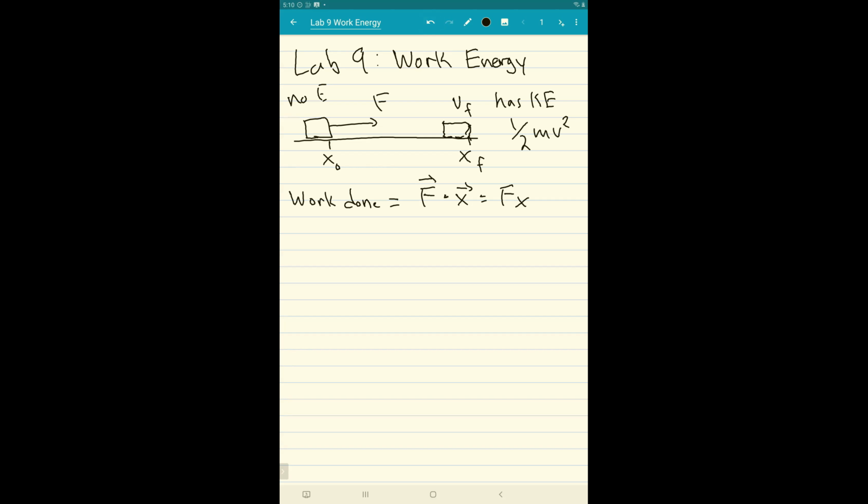The thing is that we're going to write this as, so the dot product here will be, another way to write this is, cosine of theta, where theta is the angle between the two vectors.